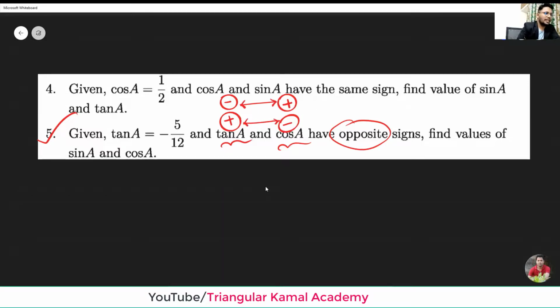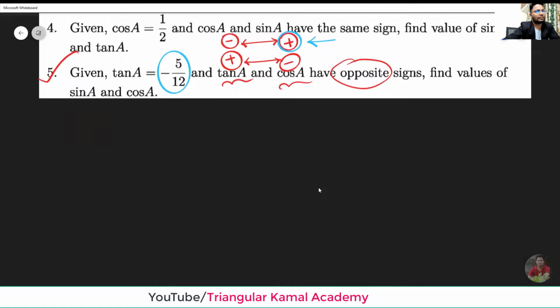But here tan is negative. When tan is negative, cosine must be positive, because already we see here the value of tan is negative, and by the second condition they are opposite to each other. So the tan value is given, and definitely the cos value is the opposite; the negative value is sine. So now we have to identify in which quadrant tan is negative and cos is positive.